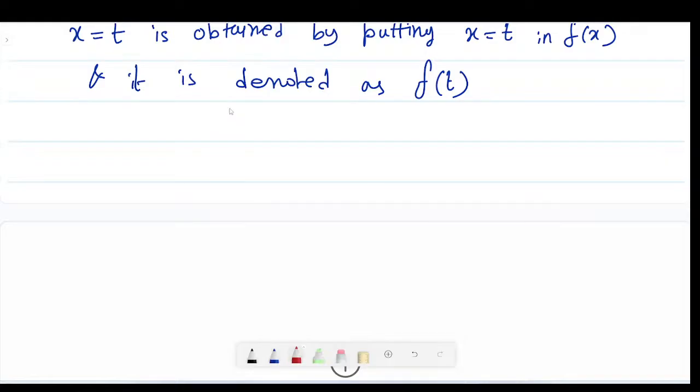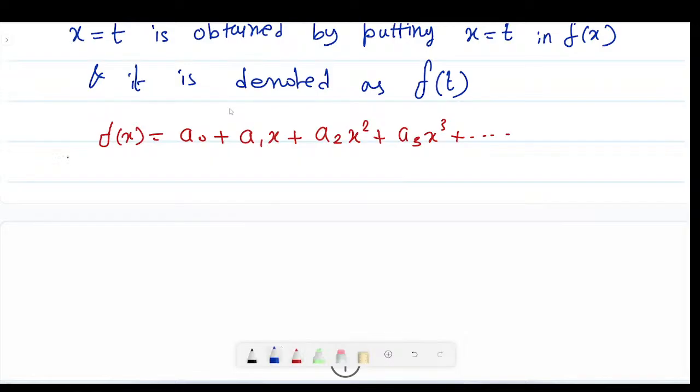if this is our general expression, like f of x equals a0 plus a1x plus a2x square plus a3x to the power 3 and so on, and if we want to determine what is f of alpha, then just substitute x by alpha in it, like this. We are just substituting x by alpha.